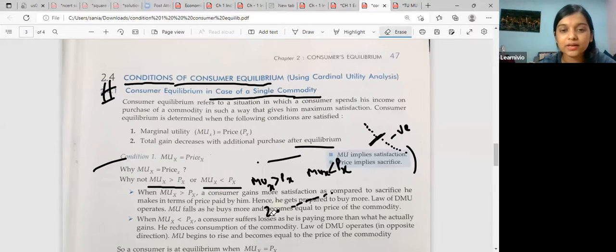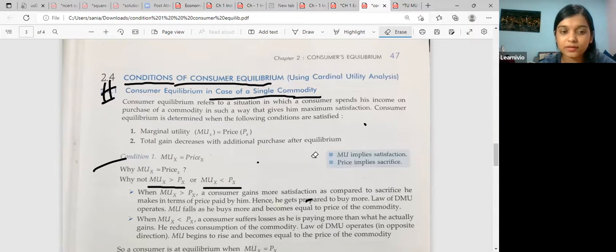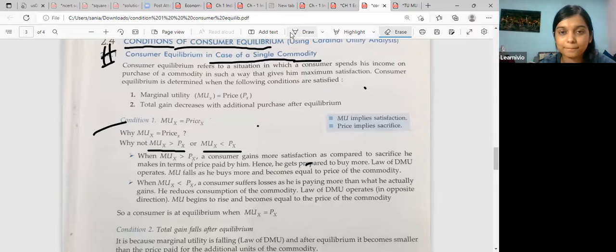So now, after this, you are going to explain the condition. Clear? You will write after this. You're not going to write right now, I'll just give you the time. Explanation of condition 1. Okay, so this is what you will write. And down here you will write MU: satisfaction equals sacrifice. Then you will write A. A is when your MUX is greater than PX. Okay. Then we will explain it.